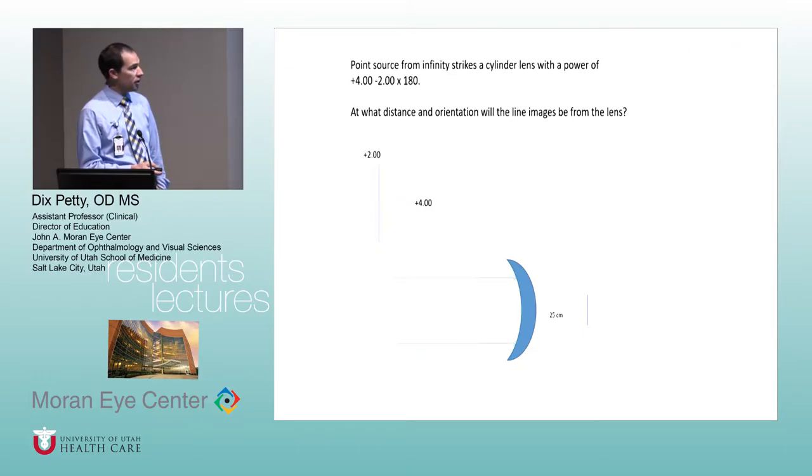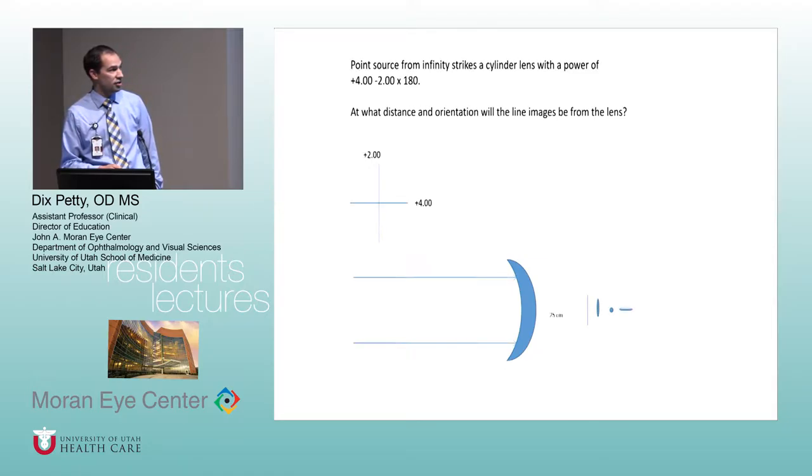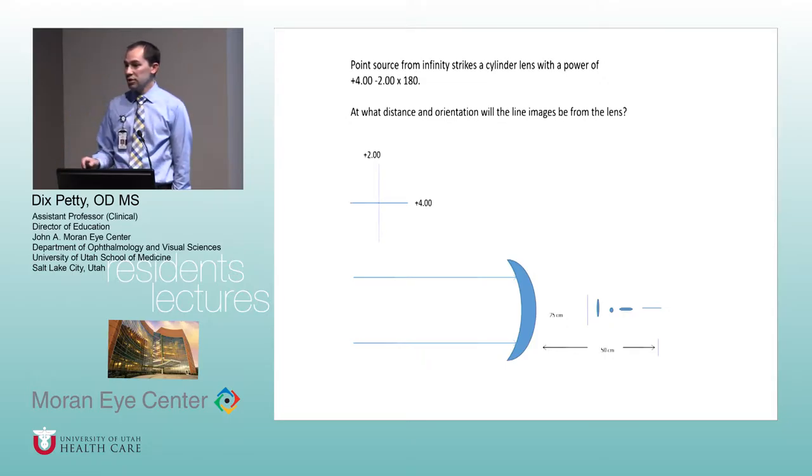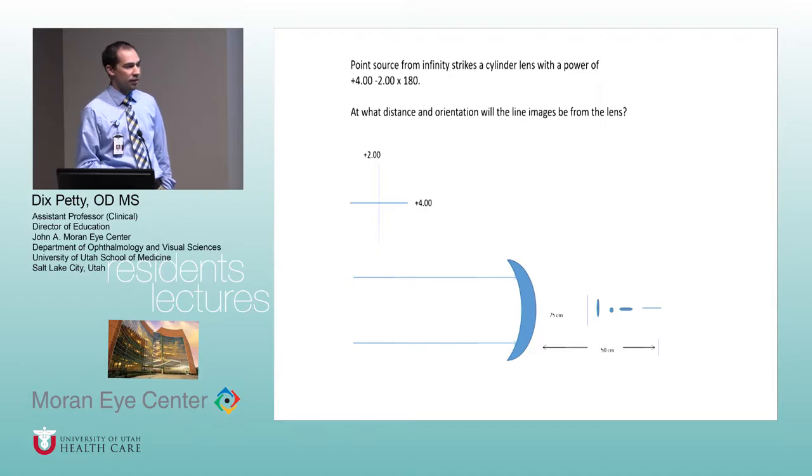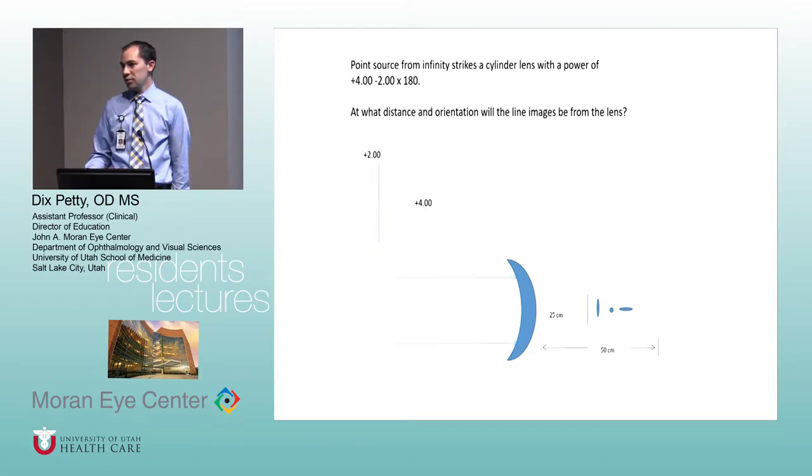We'll also have, because of this +2 here, we'll have 1/2 or 50 centimeters. And this is going to be, since it's a vertical meridian here, are we going to have a horizontal line or a vertical line? Horizontal. So we'll have a horizontal line, 50 centimeters. Now I love this representation because this shows why we actually prescribe cylinder for patients, because is it really that useful to have a vertical image or a horizontal image for the patient? If the prescription's off one way or another, that's exactly what they'd see on their retina.